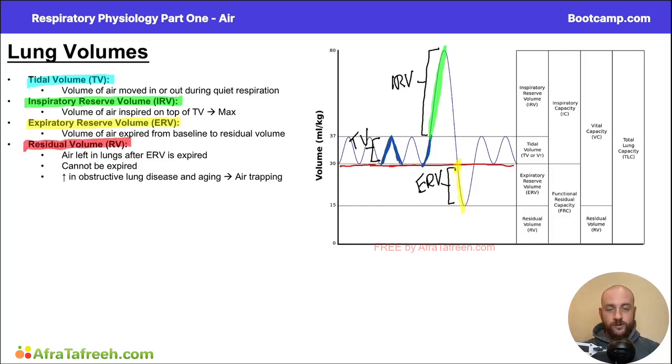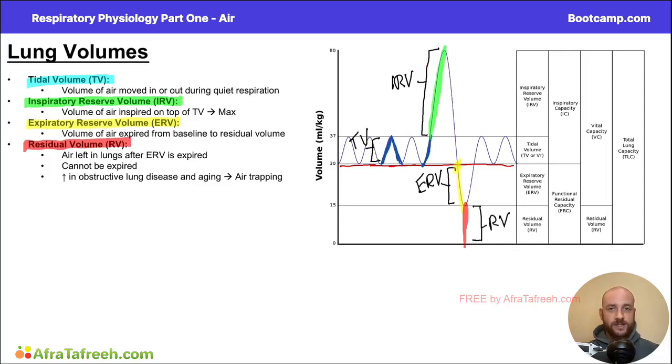All right, and let's finish up volumes by talking about the residual volume. So the residual volume is the air that is left in the lungs after we have exhaled our expiratory reserve volume. So that would correspond to this distance right here from the bottom of expiratory reserve volume down to 0. So this vertical distance right here would correspond to the residual volume.